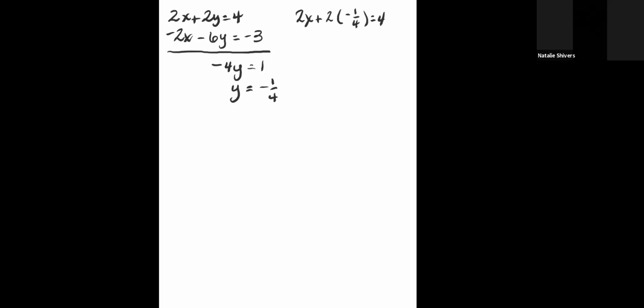I'm going to tell you right now that come a quiz or a test, I will tell you right now, let me put it in red, it must be a fraction. We're not changing these to decimals, okay? Decimals get rounded. I don't want any rounding. So we're going to leave them as fractions, okay? So I get 2x minus 1/2 equals 4, okay?